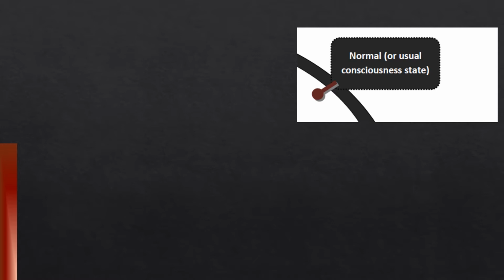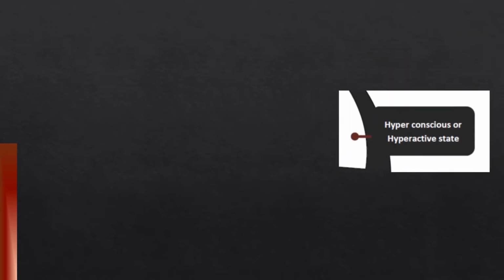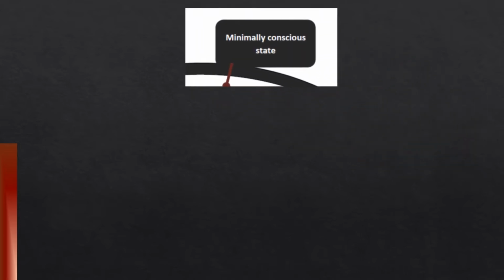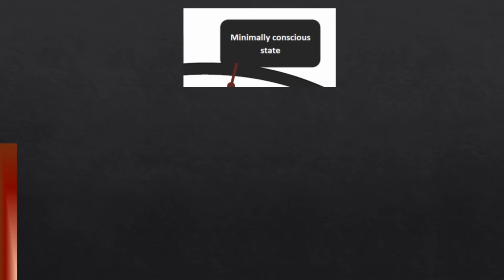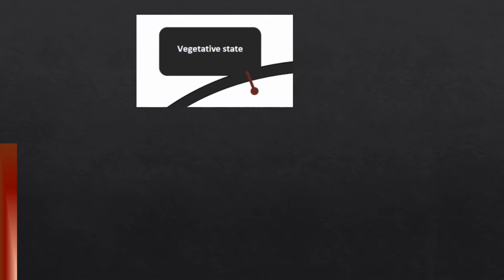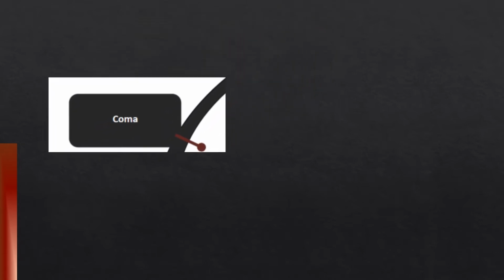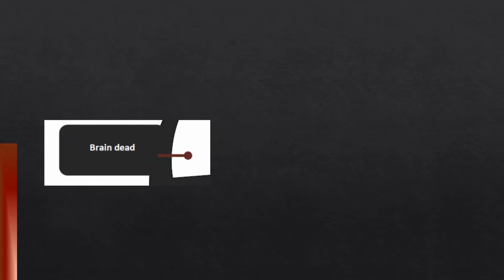At the extreme right, consciousness is higher than normal, as could be seen in cocaine or amphetamine use, hyperkinetic delirium, mania, for example. But for purposes of this presentation we are concerned about speeds less than normal. The first one on the left of normal on the diagram is the minimally conscious state, followed by the vegetative state, later coma, and lastly brain death. For more on brain death, see the description below for the link to the brain death video.